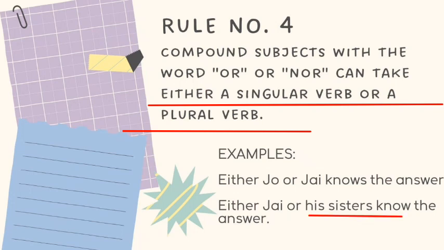In the second example sentence, either Jo or his sisters know the answer. So first, let's identify what is the subject. What is the subject of the second example sentence? Anyone? Jo or his sisters. So the subject closest to the verb is his sisters. So we should use the plural form of the verb know. Yep. Sure. Thank you, Sakshi.